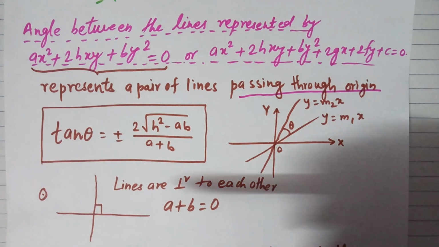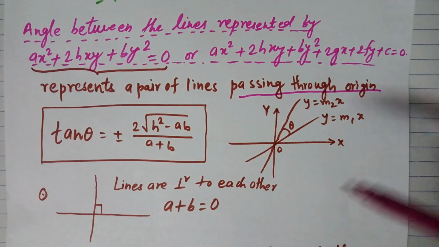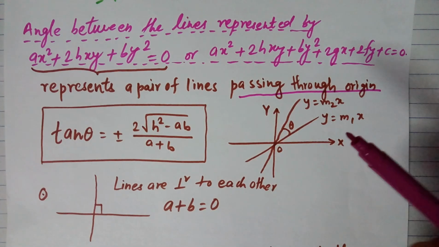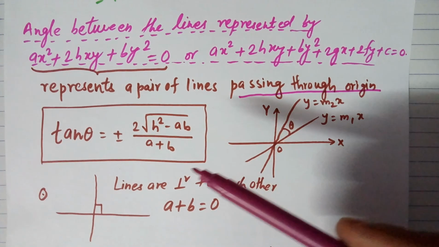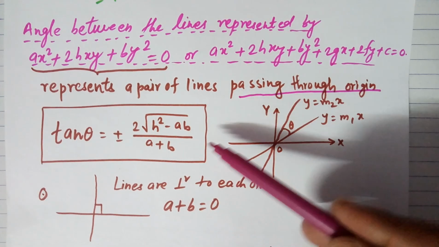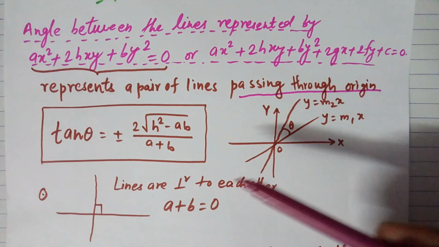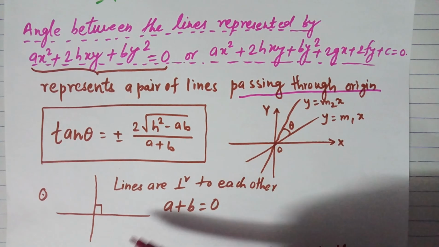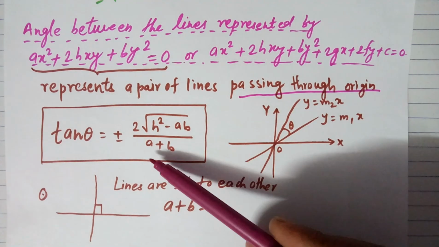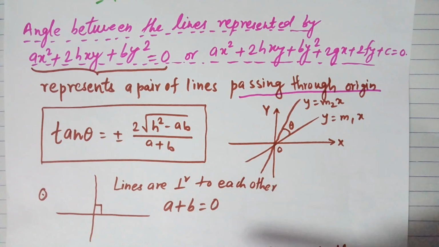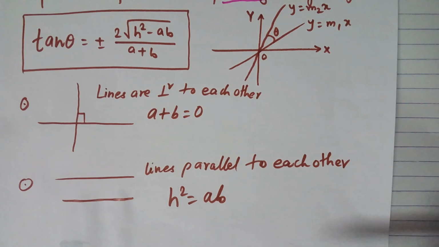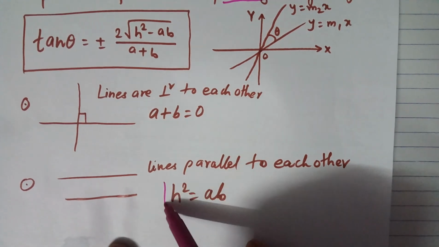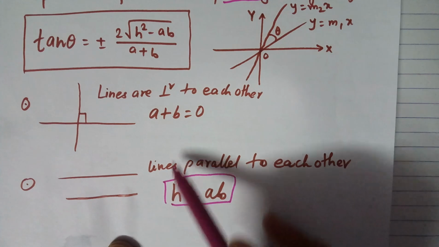So this theta can be calculated by a very simple formula. We have studied this in your 10th standard, right? So tan theta equals to plus or minus 2 under root h square minus ab by a plus b. So we'll see two typical cases here. If the lines are perpendicular, then we have a plus b equals to 0. And if the lines are parallel to each other, then we have h square equals to ab. This is also very important.